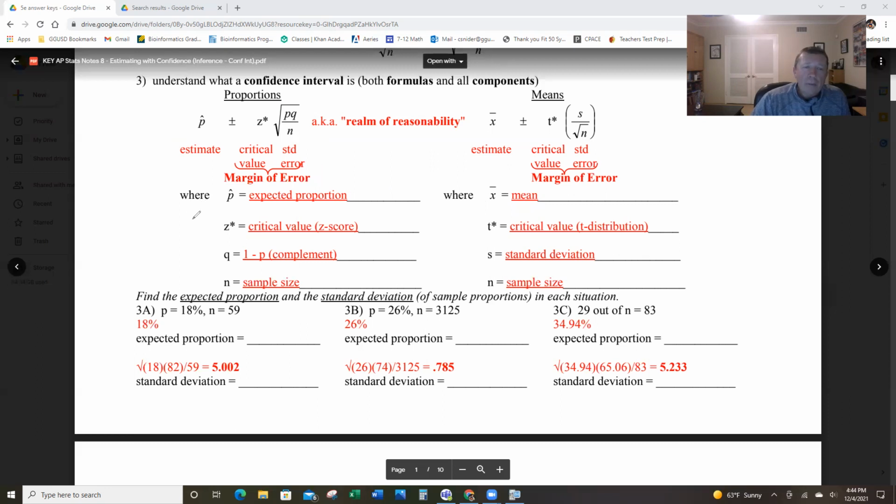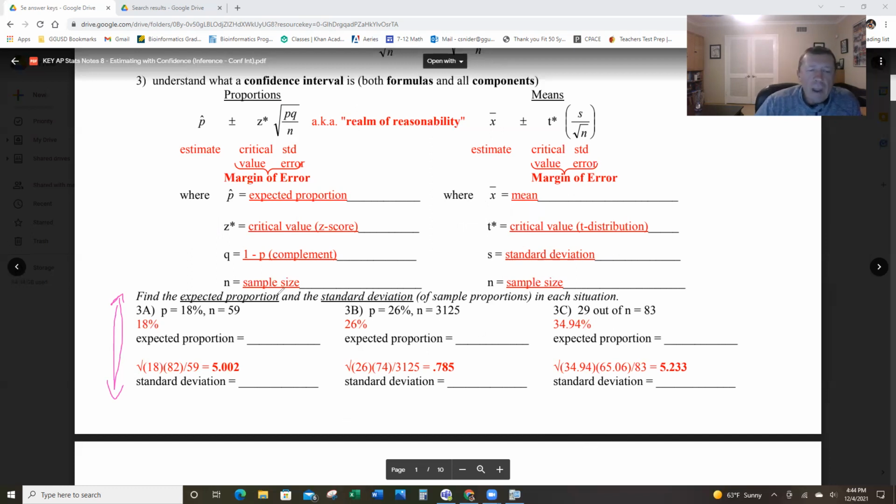Okay. The other things here, z star is that critical value. This is how many standard deviations you want from the estimate. It's the same thing as t star for a mean. q is 1 minus p, s is standard deviation, n is sample size. Fine. Now, for the rest of this lesson, we're focused only on proportions. Now, when I wrote these answers out, I wrote them out in whole numbers, and I probably shouldn't have done that. So I'm going to do this a little differently. You'll have both ways then.